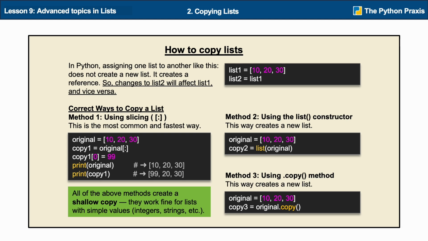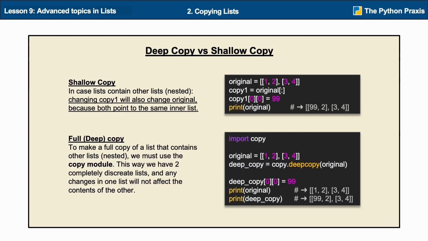All the above methods, though, create a shallow copy of a list. This means that these methods work fine for lists with simple values like integers, strings, floats, or booleans. In the next slide, we will see cases of shallow copy pitfall. In case a list contained other lists, which means we have nested lists, all 3 methods we explained in the previous slide will not work correctly. Let's see an example to understand why.